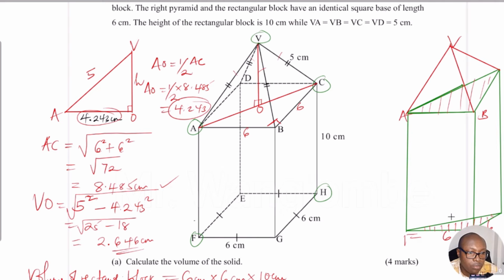AC, this one will be the same. FH will be the same with AC. And we got AC as 8.485, like that. So we need to get that one.